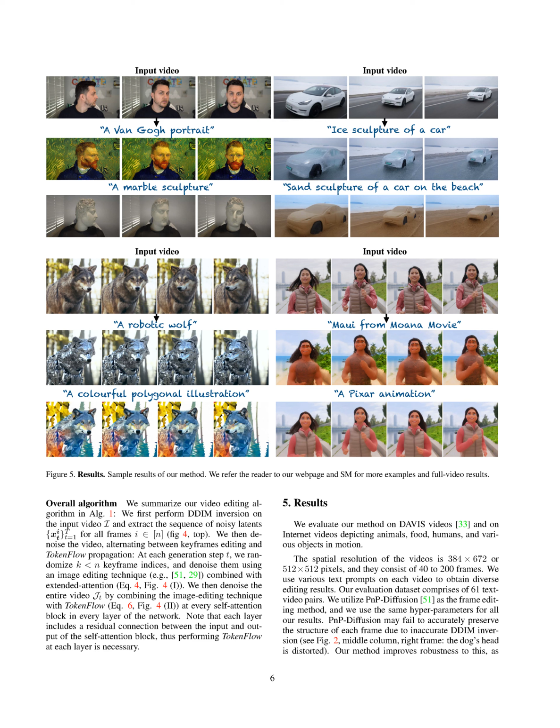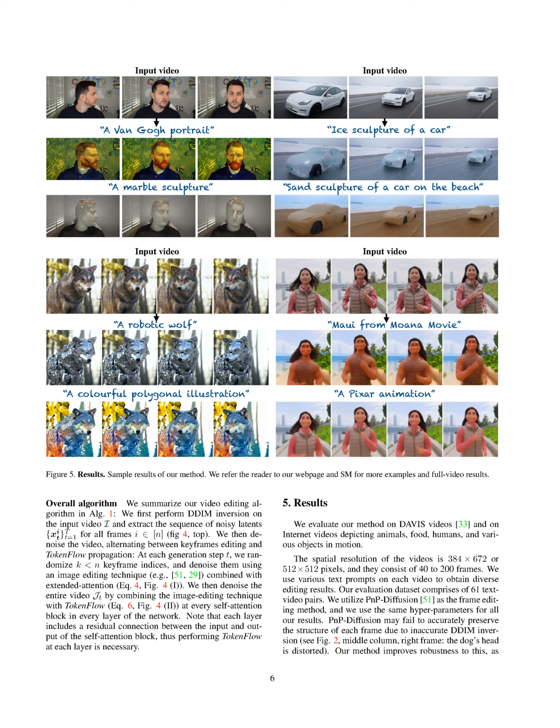To summarize our video editing algorithm, we first perform DDIM inversion on the input video, I, and extract the sequence of noisy latents for all frames. We then denoise the video, alternating between editing keyframes and propagating TokenFlow. At each generation step, we randomize the indices of a number of keyframes less than the total number of frames, n, and denoise them using an image editing technique combined with extended attention. We then denoise the entire video, J_t, by combining the image editing technique with TokenFlow at every self-attention block in every layer of the network. It's important to note that each layer includes a residual connection between the input and output of the self-attention block, so performing TokenFlow at each layer is necessary.